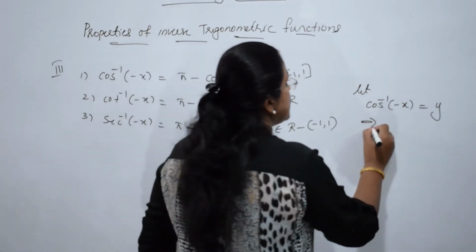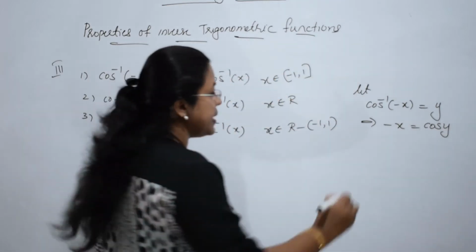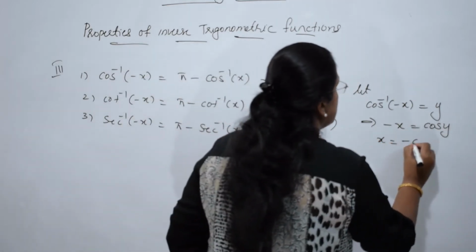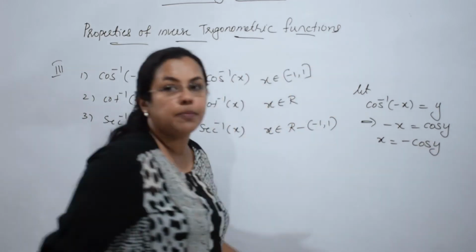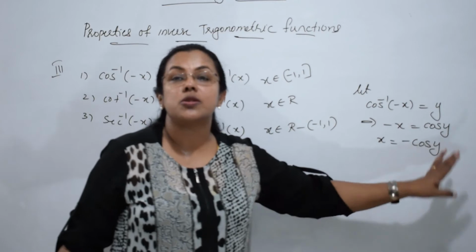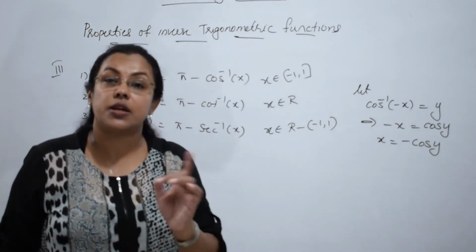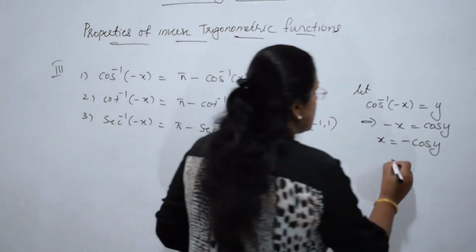So we can write minus x as cos y, isn't it? That is, x is equal to minus cos y, multiplying both sides by minus 1. This is not equal to cos of minus y. Why? Because cos of minus theta is cos theta, not minus cos theta. So how can we write?